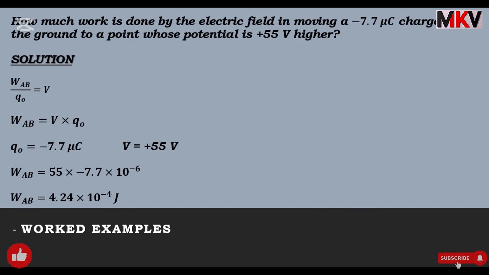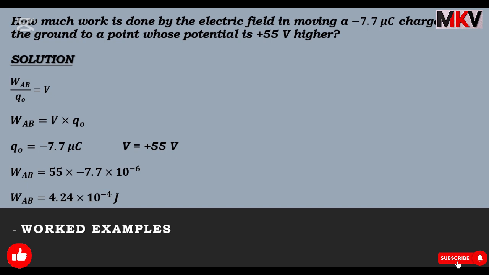Now, our next question is, how much work is done by the electric field in moving a minus 7.7 microcoulomb charge from the ground to a point whose potential is 55 volts higher? So we want to find the work done in moving the charge through a potential. And we know that potential equals work done over charge. So in the solution, we make our work done the subject.